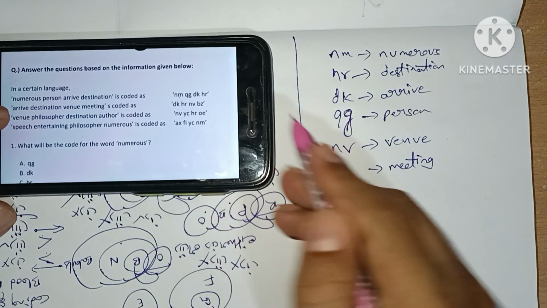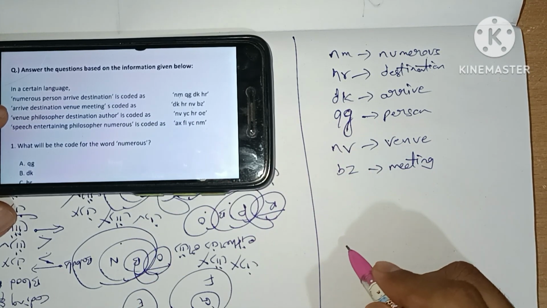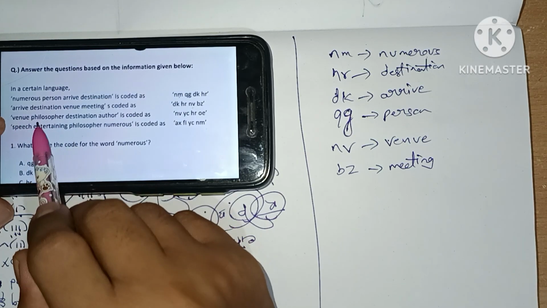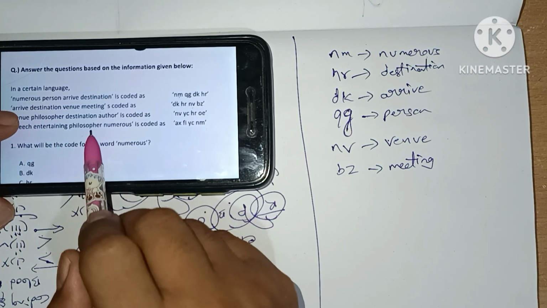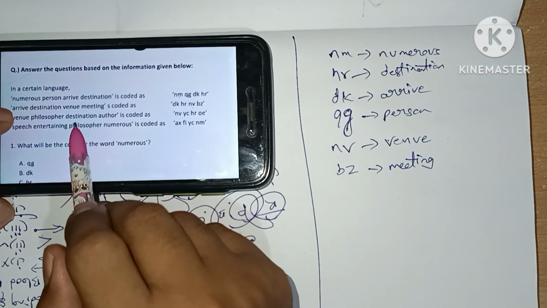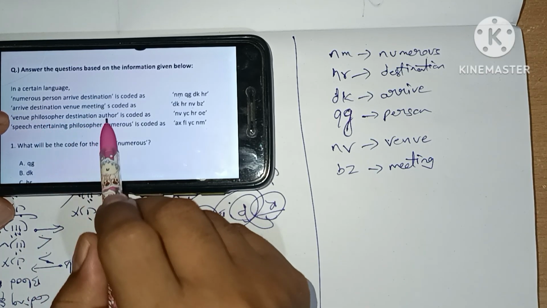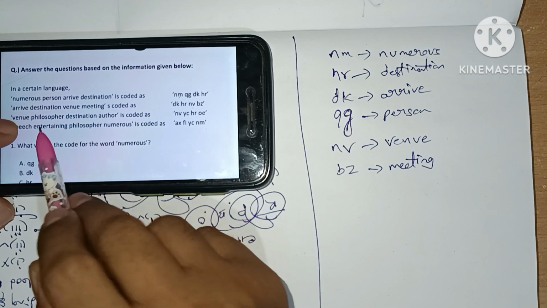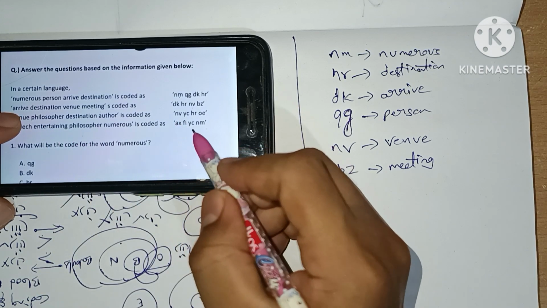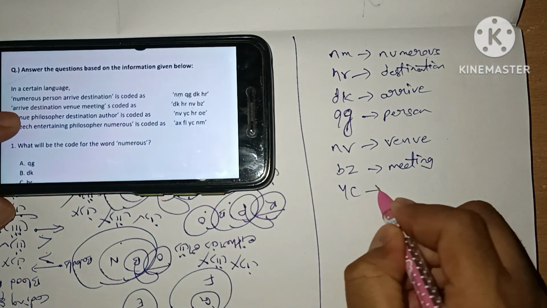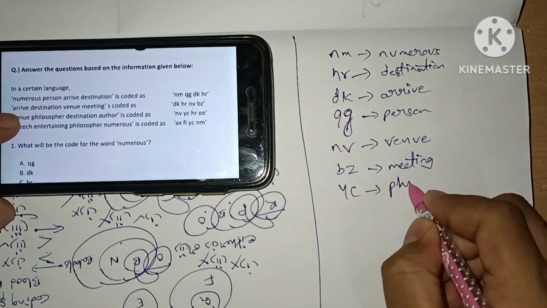Meeting is nothing but BZ. Okay, we are going to see the third one. Venue is completed. Philosopher. Here is philosopher. These two are common. Destination, we already seen it. Author, philosopher and author. Here we don't see any author. So philosopher is common, which means we need to check a common word in these two. We see YC is common. YC is nothing but philosopher.